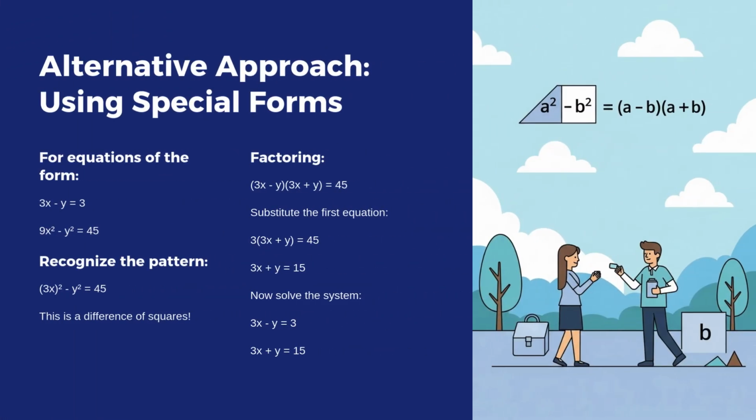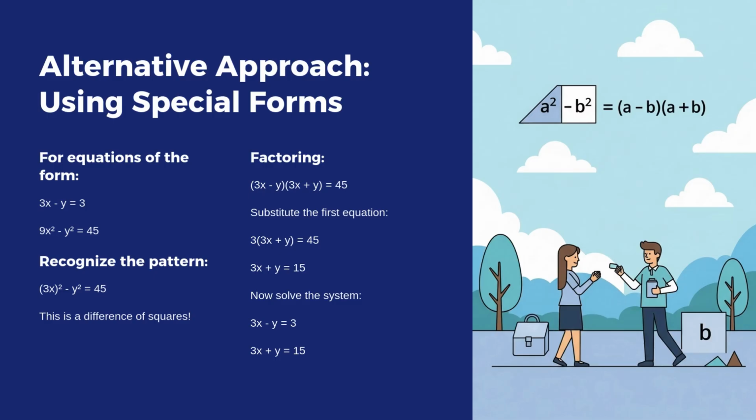Alternative approach, using special forms. Given equations 3x - y = 3 and 9x squared - y squared = 45. Recognize the pattern. Notice that 9x squared can be written as (3x) squared. So the second equation becomes (3x) squared - y squared = 45.